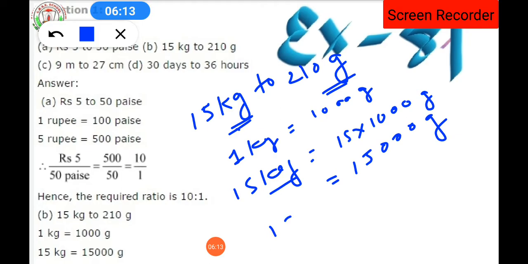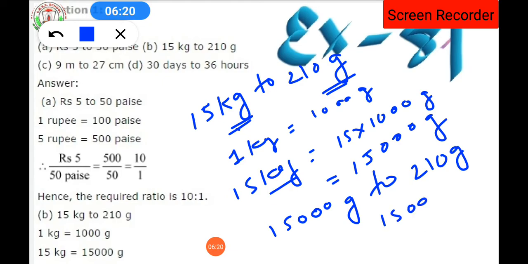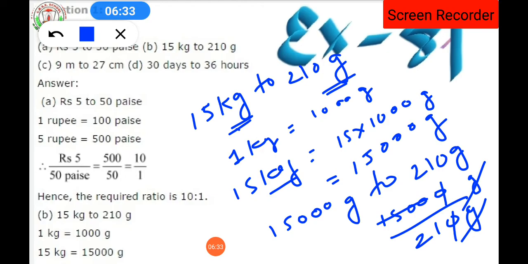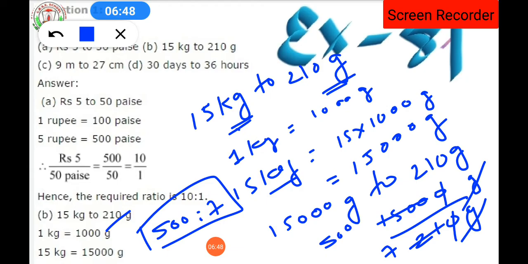Clear everyone? Now 15,000 gram to 210 gram we are having. So 15,000 upon 210 gram. Gram will get cancelled from the numerator and denominator. The 0 will cancel from the numerator and denominator. 1500 comes in the table of 3, 500 times, and 21 goes how many times? 7 times. So what is the ratio altogether we are having? The ratio we are having is 500:7. So this is the ratio for the B part of the question.